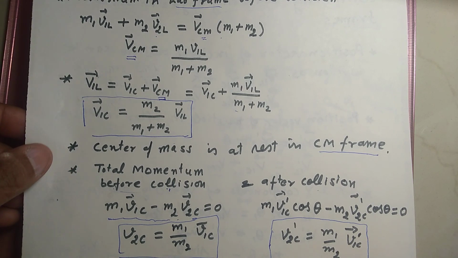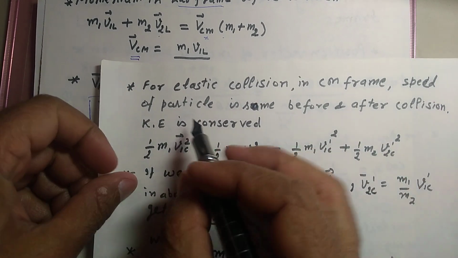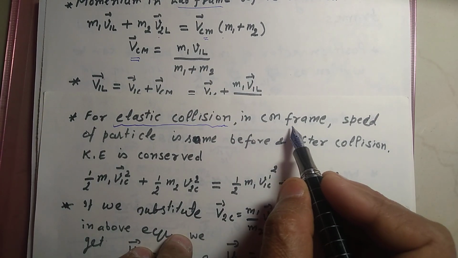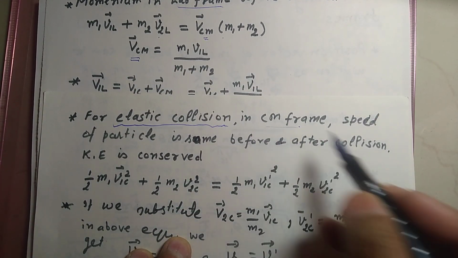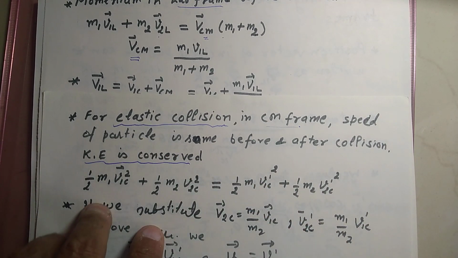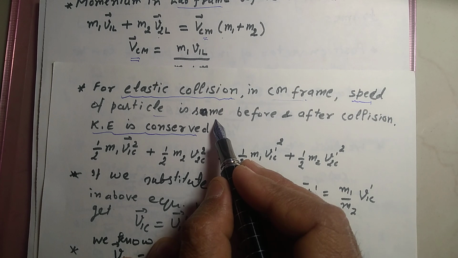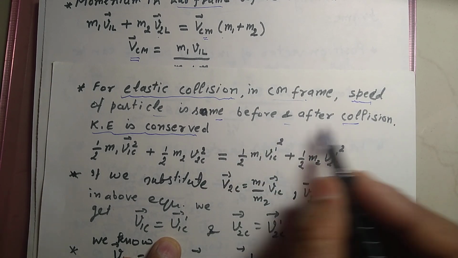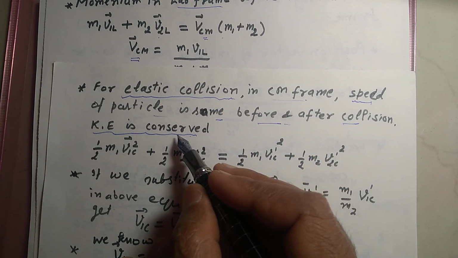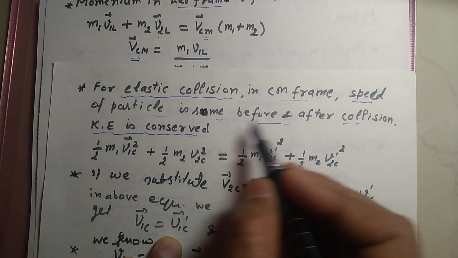Now what we will consider is, for example, if we consider that the collision is elastic, then what will happen in the center of mass frame? So you know that in the center of mass frame the kinetic energy should be conserved. If it is conserved, here we can say that the speed of the particle is the same before and after the collision, because if the collision is elastic, then kinetic energy must be conserved, and the velocity or the speed of the particle must be the same before and after the collision.